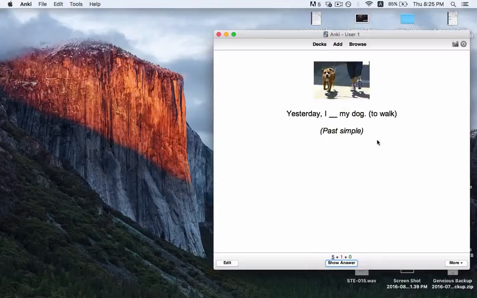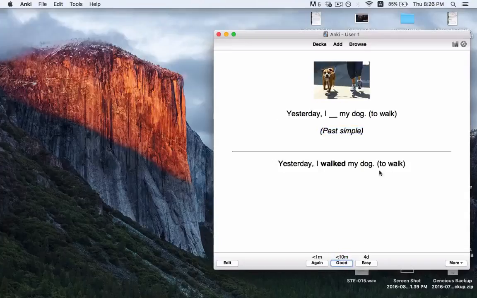Okay, here's another example of learning a verb. This time I remembered to put the verb tense below it. So we have yesterday, I something my dog. The verb's to walk, so we have to work out the conjugation of to walk in the past simple tense with the pronoun I. Luckily in English it's all the same. And we have a picture here too that corresponds to the verb to walk your dog, so that you have this image in your head whilst you're trying to solve this problem in this tense. So yesterday, I walked my dog. And we'll click show answer. Bang. Yesterday, I walked my dog.